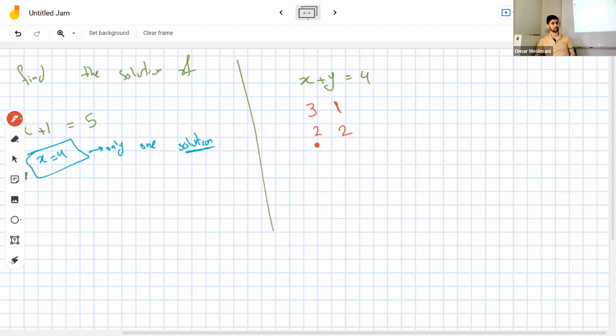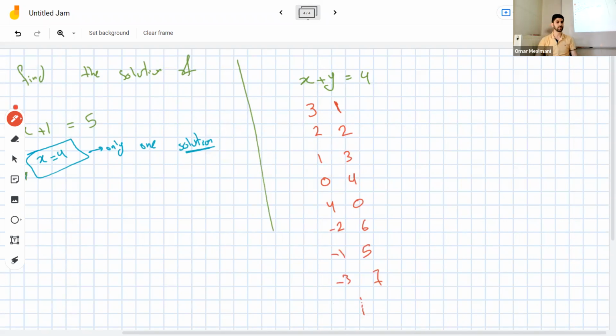1 plus 3. Okay, more. 0 plus 4. 0 and 4. Correct. More. 4 and 0. Nice. More. -2 plus 6. -2 and 6. Yes. So I can also go with negatives. -2 and 6, -1 and 5, -3 and 7. So basically, it's going to be endless values. I can't go over the infinite values.